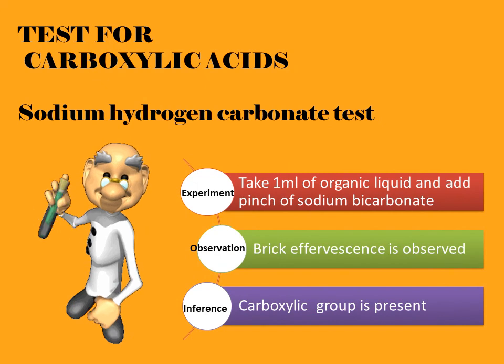Test for carboxylic acids. The first test for the identification of the carboxylic group is the sodium hydrogen carbonate test. To 1 ml of organic liquid in a test tube, add a pinch of sodium bicarbonate. A brisk effervescence indicates the presence of a carboxylic group in the organic compound.